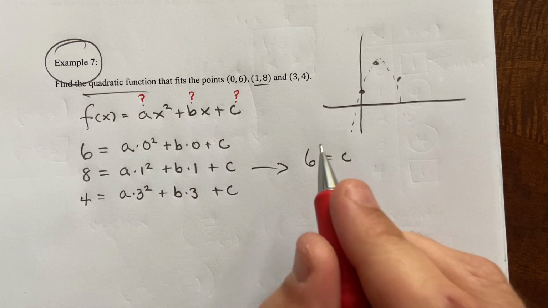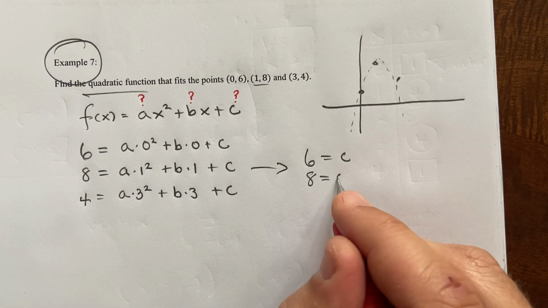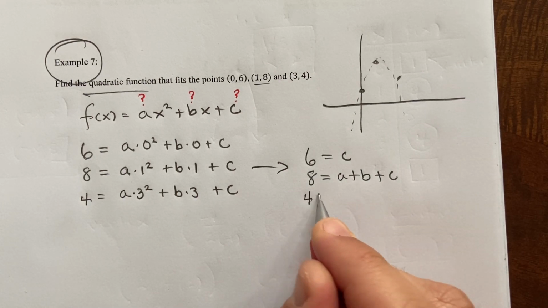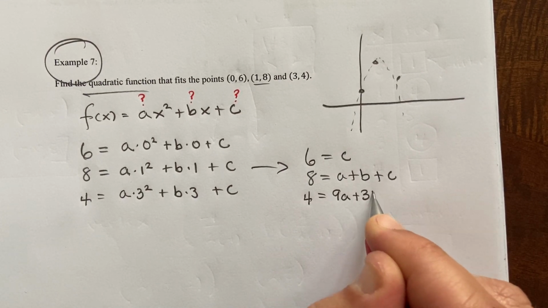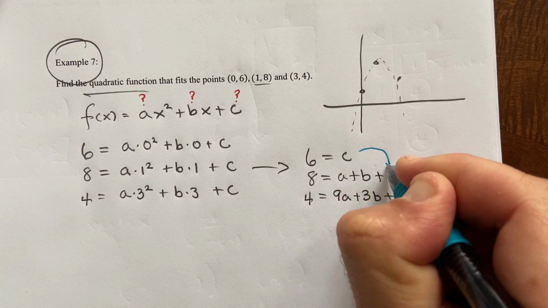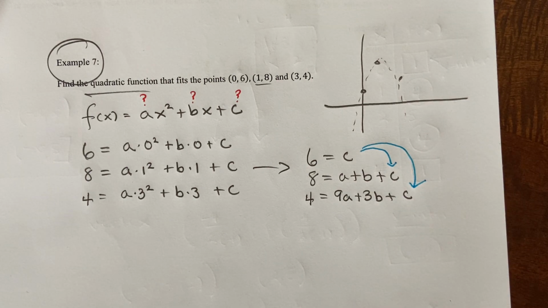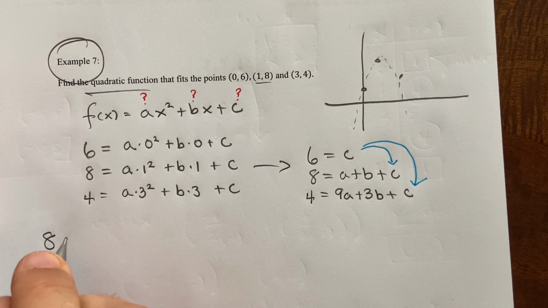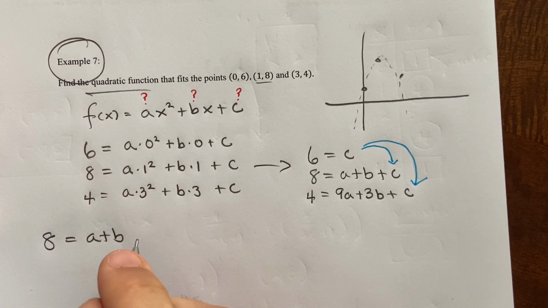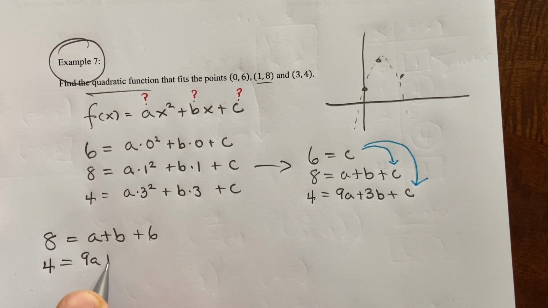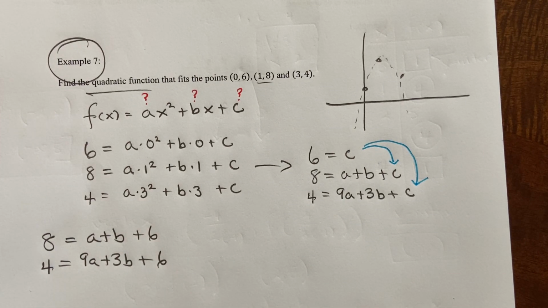Okay, so this system would, in other words, simplify to 6 equals c, right? Everything goes away except c. 8 equals a plus b plus c, right? And then 4 equals 9a plus 3b plus c. So I know that c equals 6, so I can just replace c with 6 here and there. So our system can be rewritten as 8 equals a plus b plus 6, and 4 equals 9a plus 3b plus 6.